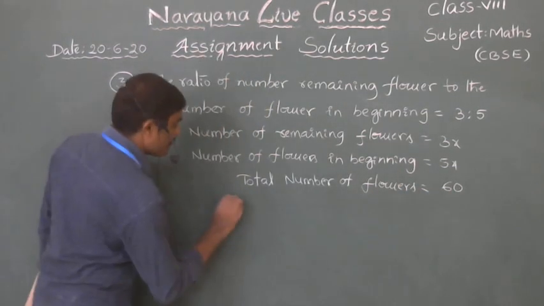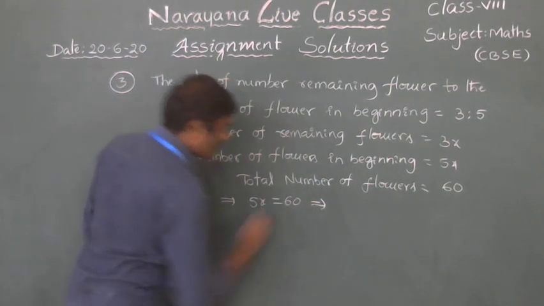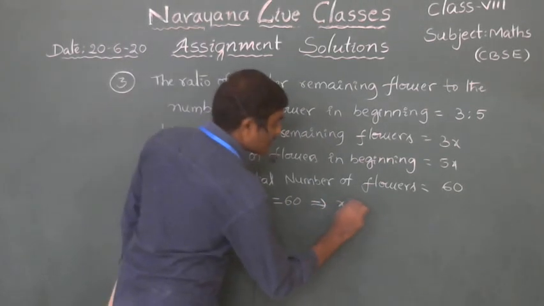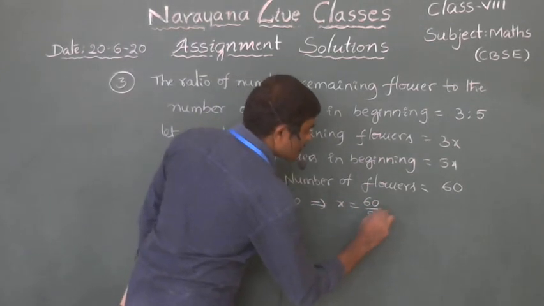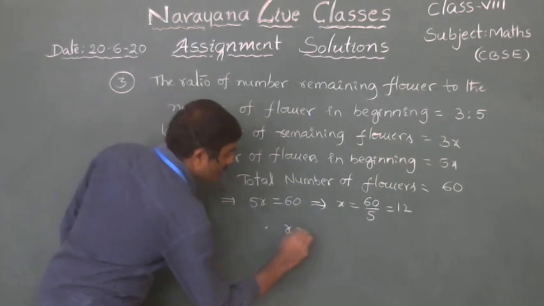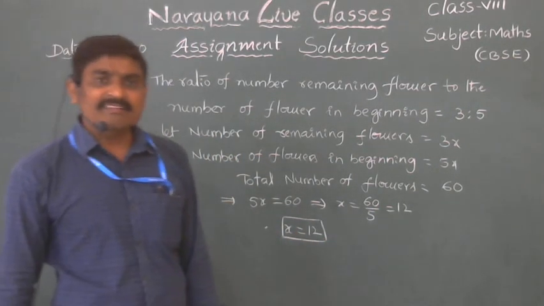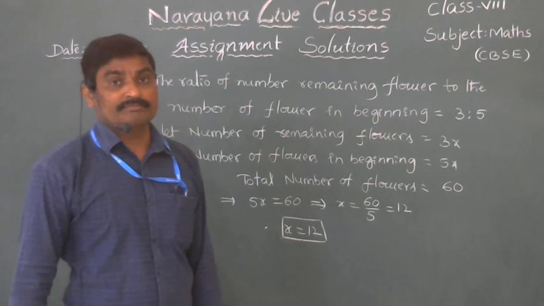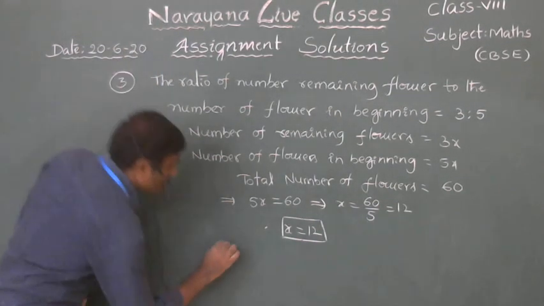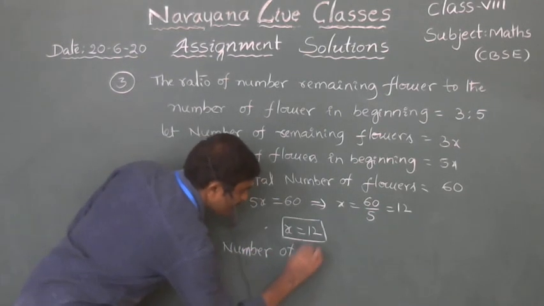So that implies 5x is equal to 60. Which means 5 is multiplied with x. After transposing to the right side, x is equal to 60 by 5. 60 by 5 means what? 12. Therefore, x is equal to 12. Okay, now coming to the question: how many flowers did Rema offer to the temple? So first let us find the number of remaining flowers.